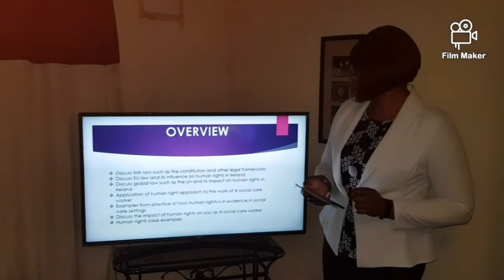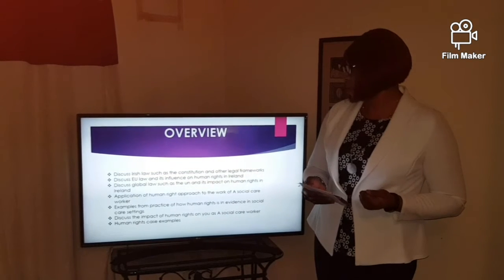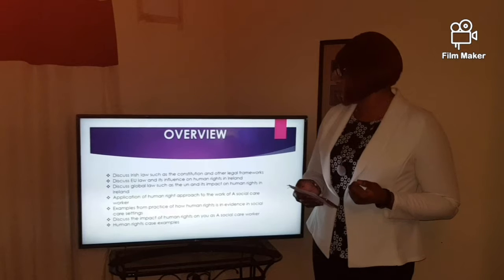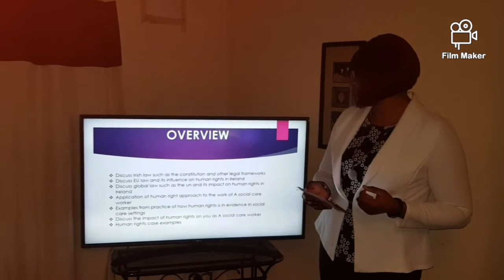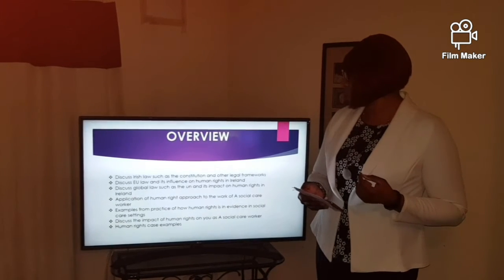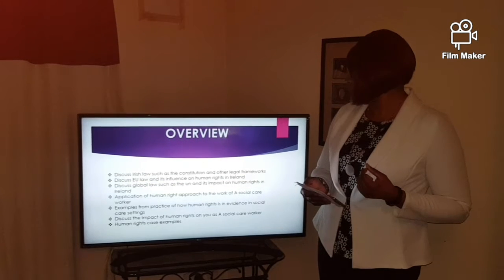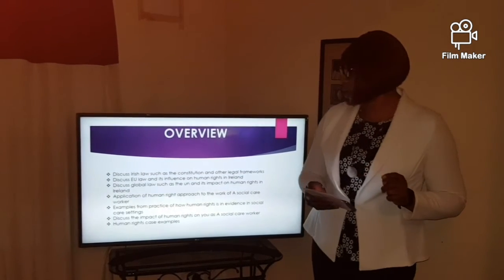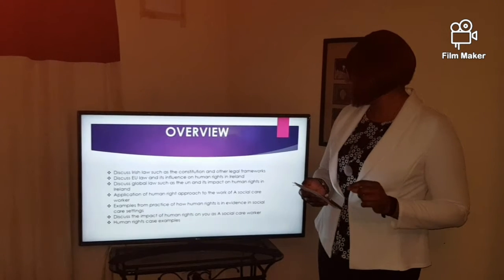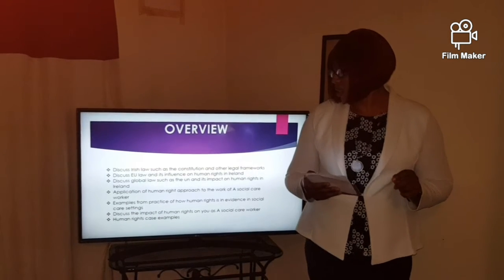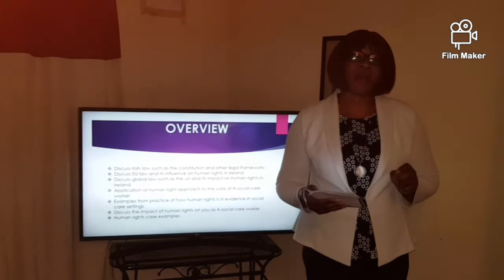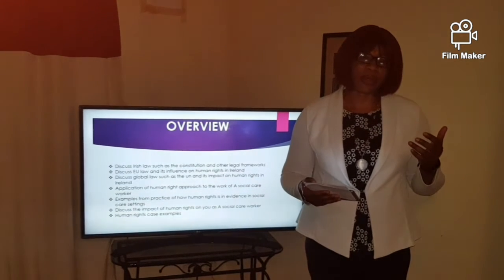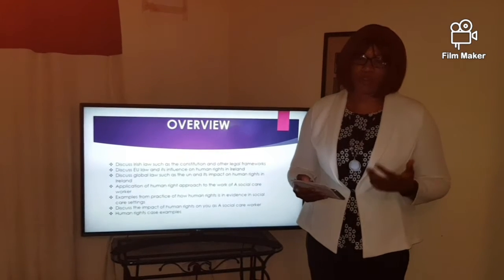This is our overview of our presentation. We're going to be discussing Irish law such as the Constitution and other legal frameworks. We're going to discuss EU law and its influence on human rights in Ireland, discuss the global laws such as the UN and its impact on human rights in Ireland, application of a human rights approach to the work of a social care worker, and examples from practice of how human rights is in evidence in social care settings. And we're going to be discussing the impact of human rights on us as social care workers, and we're going to cite a case of examples of human rights.